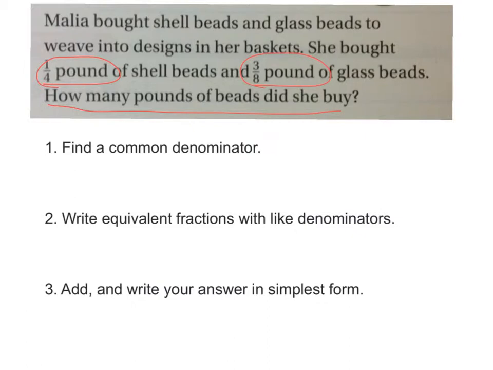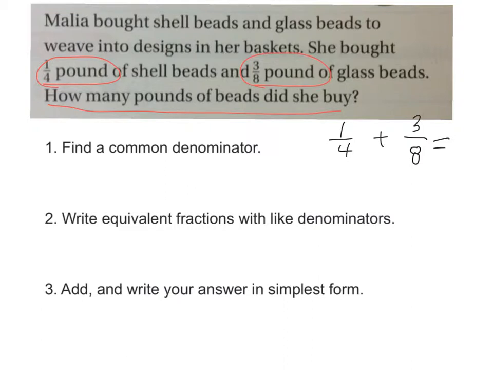How do I solve this problem? When I want to find the total of something, I need to use which mathematical operation, Siddharth? You need to use addition. So I need to add 1/4 pounds plus 3/8 pounds, and that will give me the total weight of the beads she bought. If you're taking good math notes, you're writing these equations down into your notebook so that you know what to do.